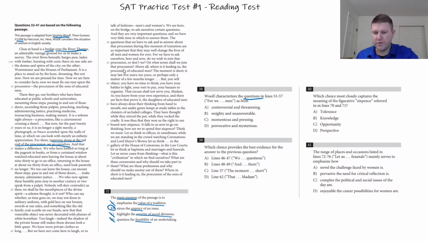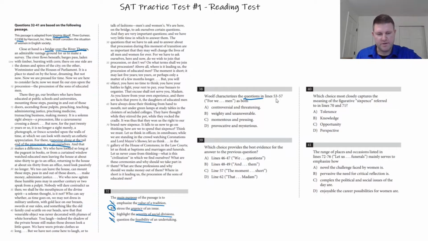On what terms shall we join that procession? Above all, where is it leading us, the procession of educated men? So these questions, how is she characterizing those? So she's saying, basically, do we even want to work alongside men? How are we going to work alongside men? How is this all going to work, right? She's saying it's super important that we think about this and figure this out right now.